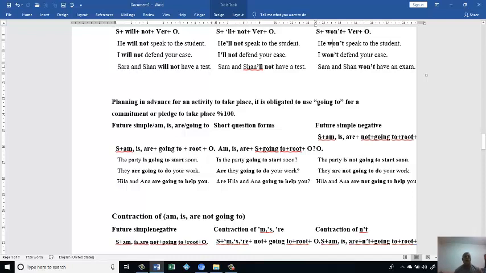Let's go to this. Sarah and Shan will not have a test. Sarah and Shan will not have a test. Sarah and Shan won't have a test.